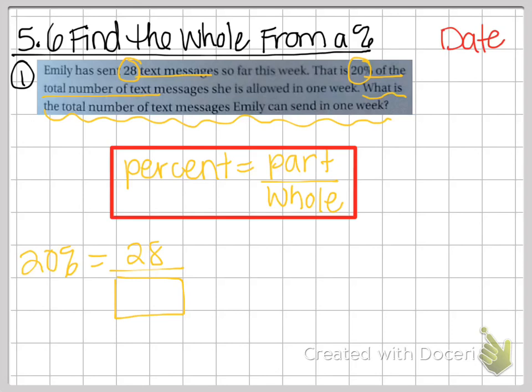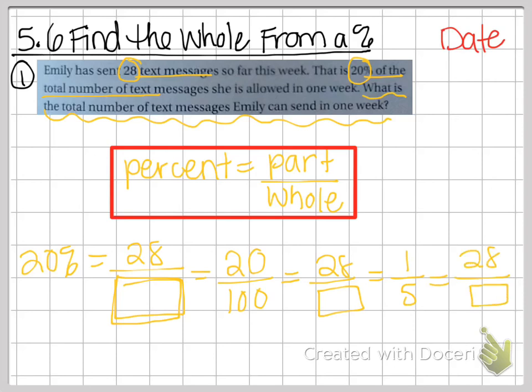All right, so in order to figure out what that missing value is, I'm going to first start off by making this percent into a fraction. So then I can make equivalent fractions. So 20%, 20 over 100, is equivalent to 28 over some value. I'm going to simplify that 20 over 100 to make it easier to work with. So I know that 20 over 100 simplifies to 1/5, is then equivalent to 28 over some value.